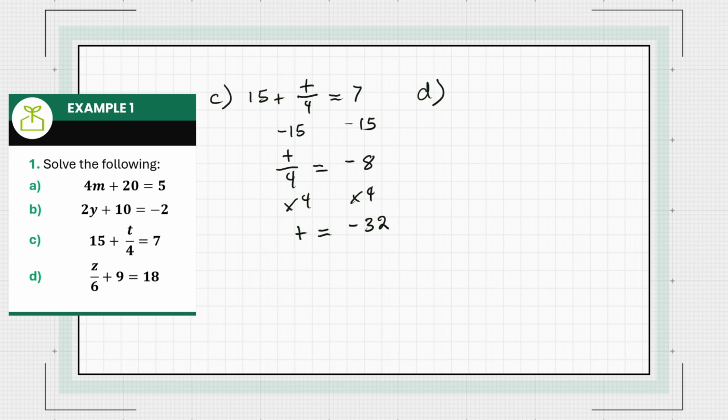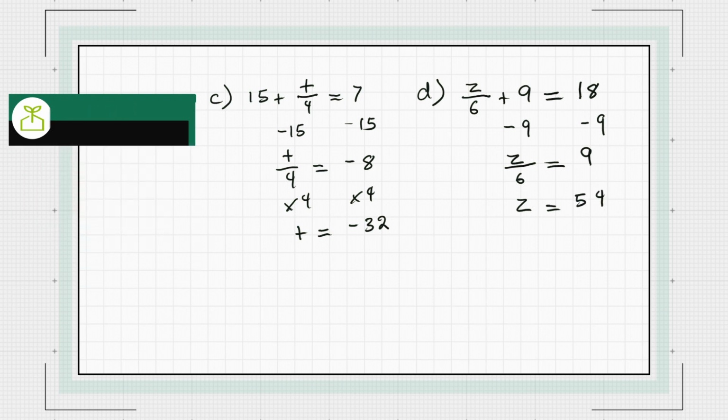For D, we have z over 6 plus 9 is equal to 18. So let's take away 9 from both sides. We're left with z over 6 is equal to 9. So let's times both sides by 6, and we're left with z is equal to 6 times 9, which is 54. Now this one's not negative, but that's fine.